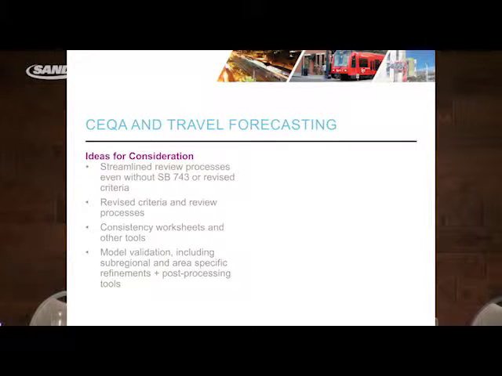And some of the ideas for consideration, based on what we've seen other agencies doing and where we think things may be going, are some streamlined review processes that you may be able to use even in this interim, if SB 743 isn't moved forward, if we still don't have alternative criteria. Some other things that we could do. Bob was going to talk about some examples there.